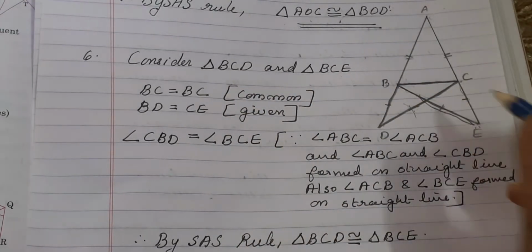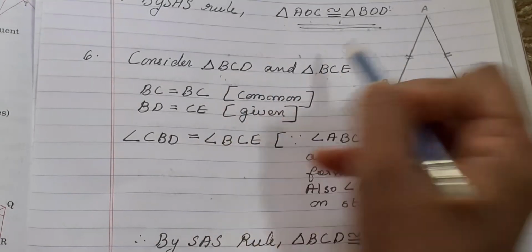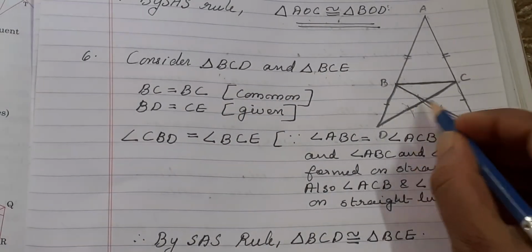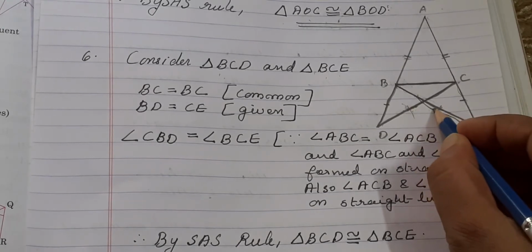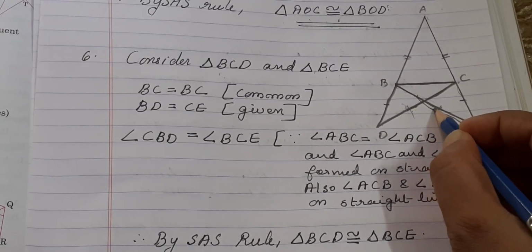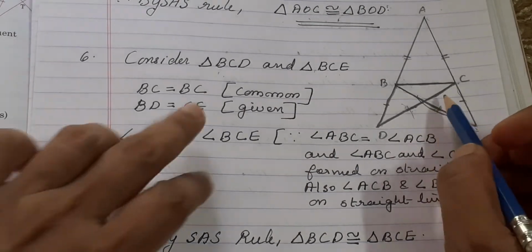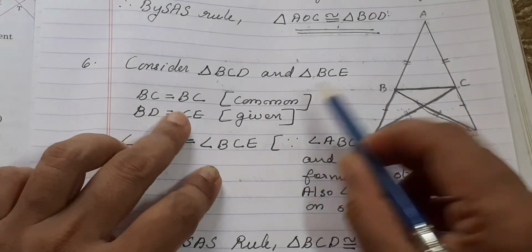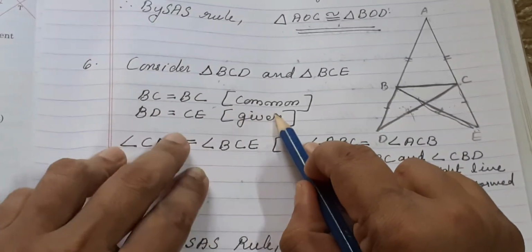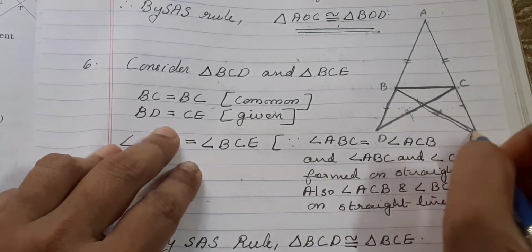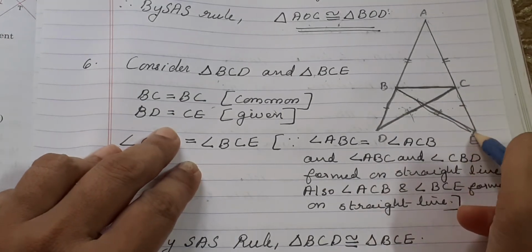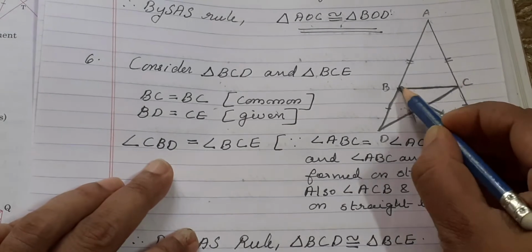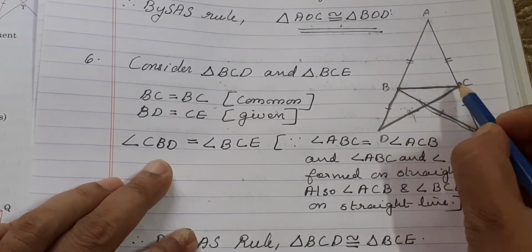So what do I have to prove? These two triangles are congruent. That I have to prove. Then I can say that these two sides are equal because corresponding sides of congruent triangles are equal. So how to prove the congruency here? BC is common for both of these triangles, isn't it? So BC is equal to BC, reason: common. Then BD is equal to CE. That is, they gave it already in the question itself. So it is given. Now angle CBD is equal to angle BCE.